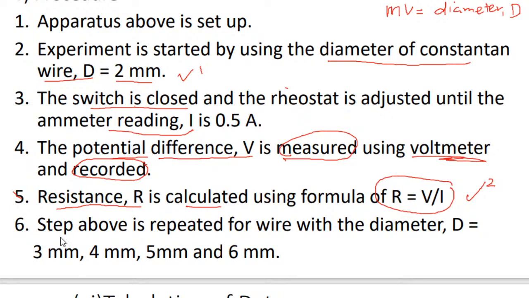Okay, next one. Step above. So we understand step above here. All the steps above are repeated with the diameter D. Okay, you give 4 more reading. Okay, so this is 2 mm, so here 3 mm, 4 mm, 5 mm, 6 mm, so this is mark number 3.